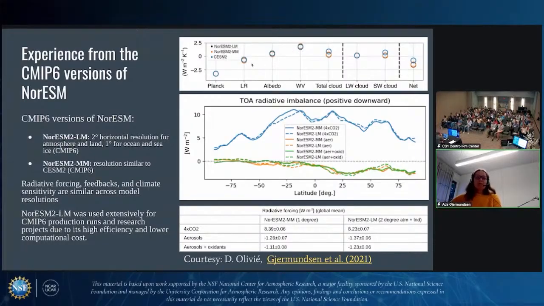Black is the coarse resolution and orange is the medium resolution, and you don't see the black circles because the orange circles are above them, because they have the same values. We also saw this showing the top of the atmosphere radiative imbalance for the 1 degree resolution in solid and the 2 degree in dashed. Also very similar.